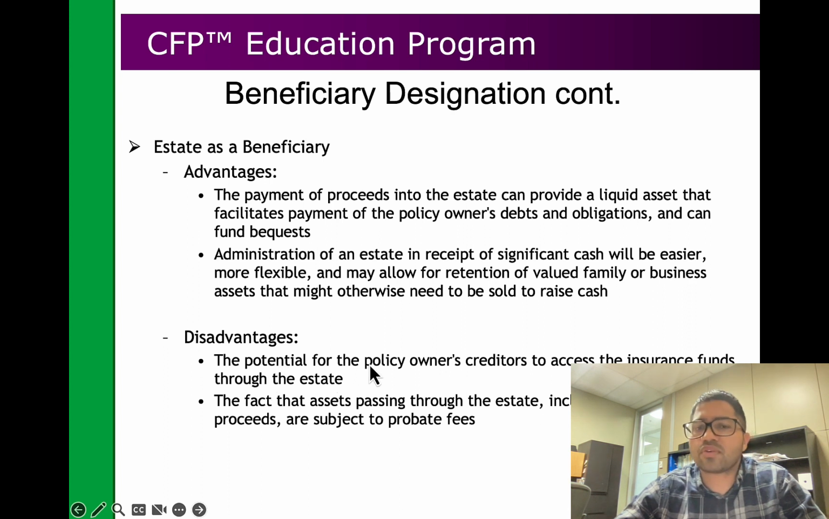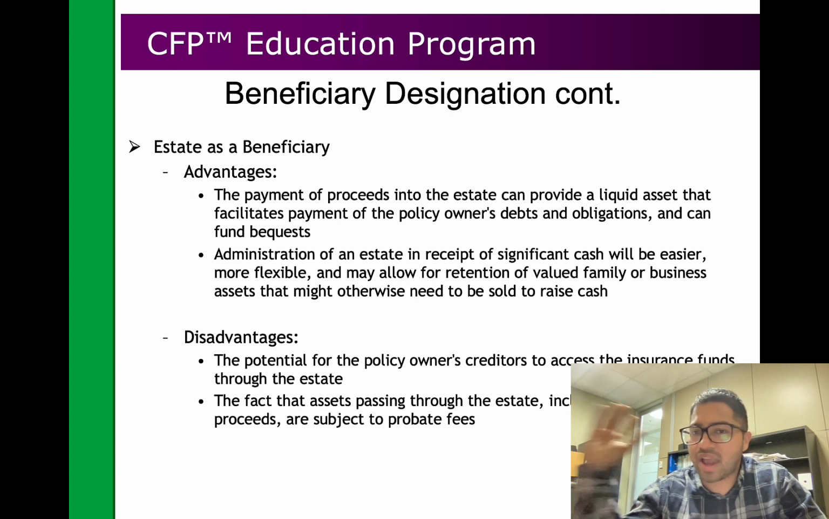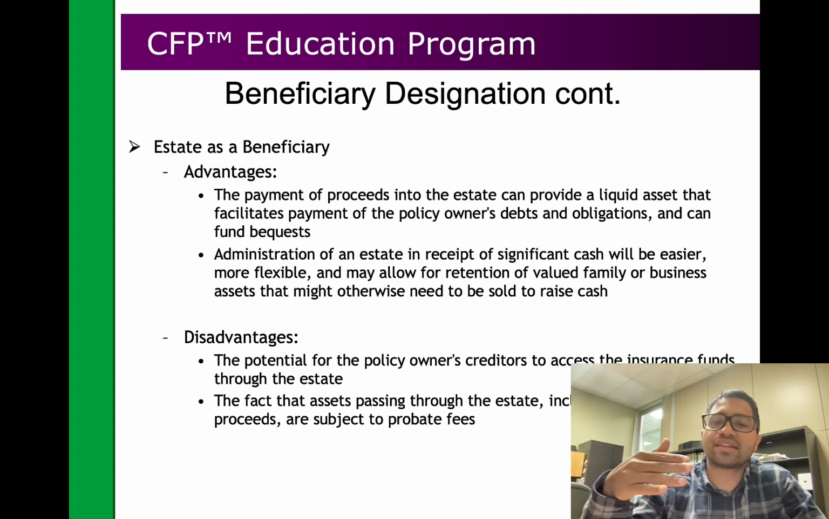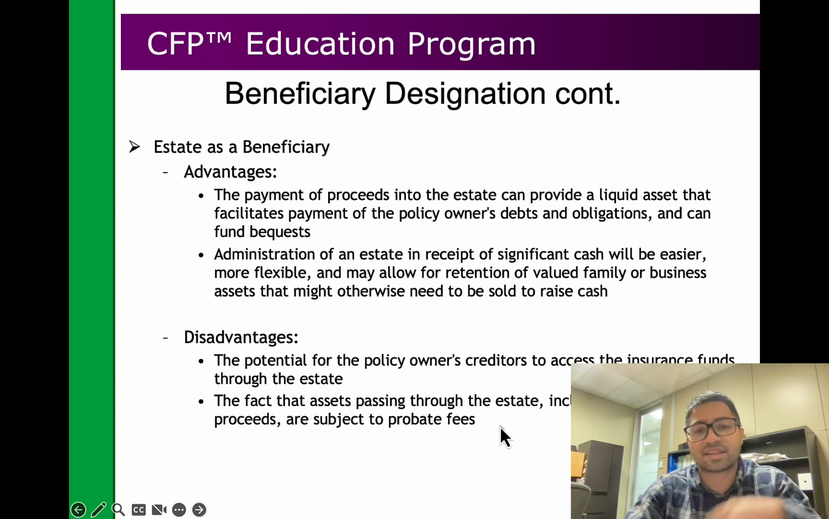Disadvantage: the potential for the policy owner's creditors to access the insured funds through the estate. This is a big problem. When you do not name a beneficiary, it goes into an estate. If you have creditors, they can sue that estate and stake their claim. Also, assets passing through an estate, including life insurance proceeds, are subject to probate fees. That is the probate taxes I was talking about. It is basically a certain percentage that the courts will charge.